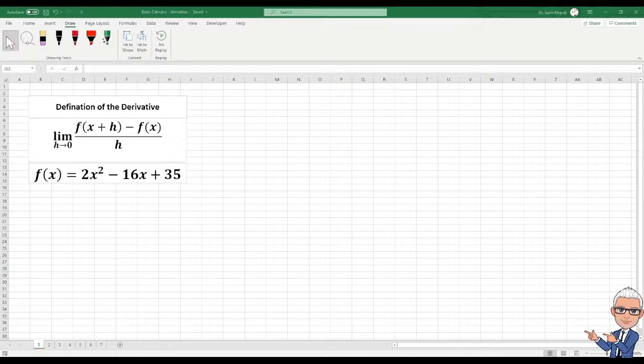Okay, let's continue. Let's have this function, and I want to find the derivative of this function. By the way, the derivative meaning is slope, because the definition of the derivative is dy over dx. Okay, now let's find the derivative of this one.